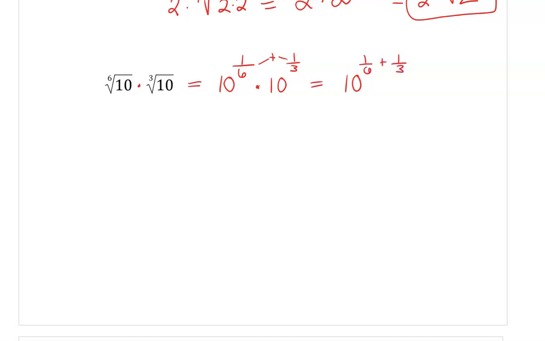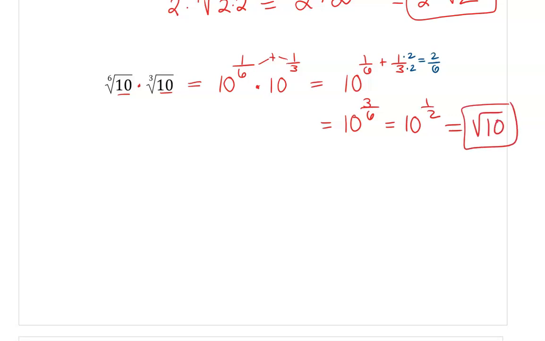Because when you're multiplying same bases, which is what we have here, you're essentially adding the powers. Of course, I do need to get a common denominator, so I need to turn my 1/3 into a 2/6. But then what I notice is I'd have 1/6 plus 2/6, so that's 10 to the 3/6, or that's the same thing as 10 to the 1/2, and that's the same thing as the square root of 10. So how do you like that?